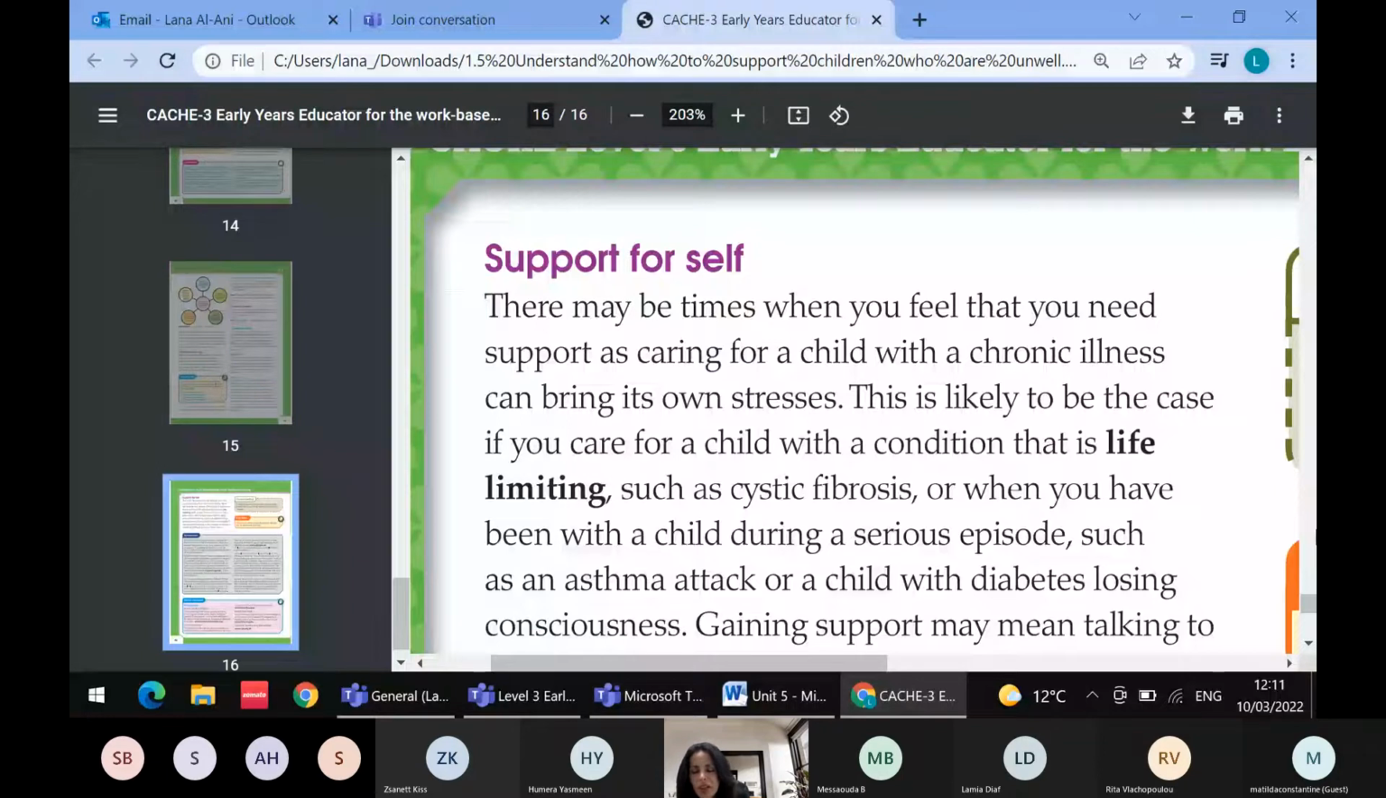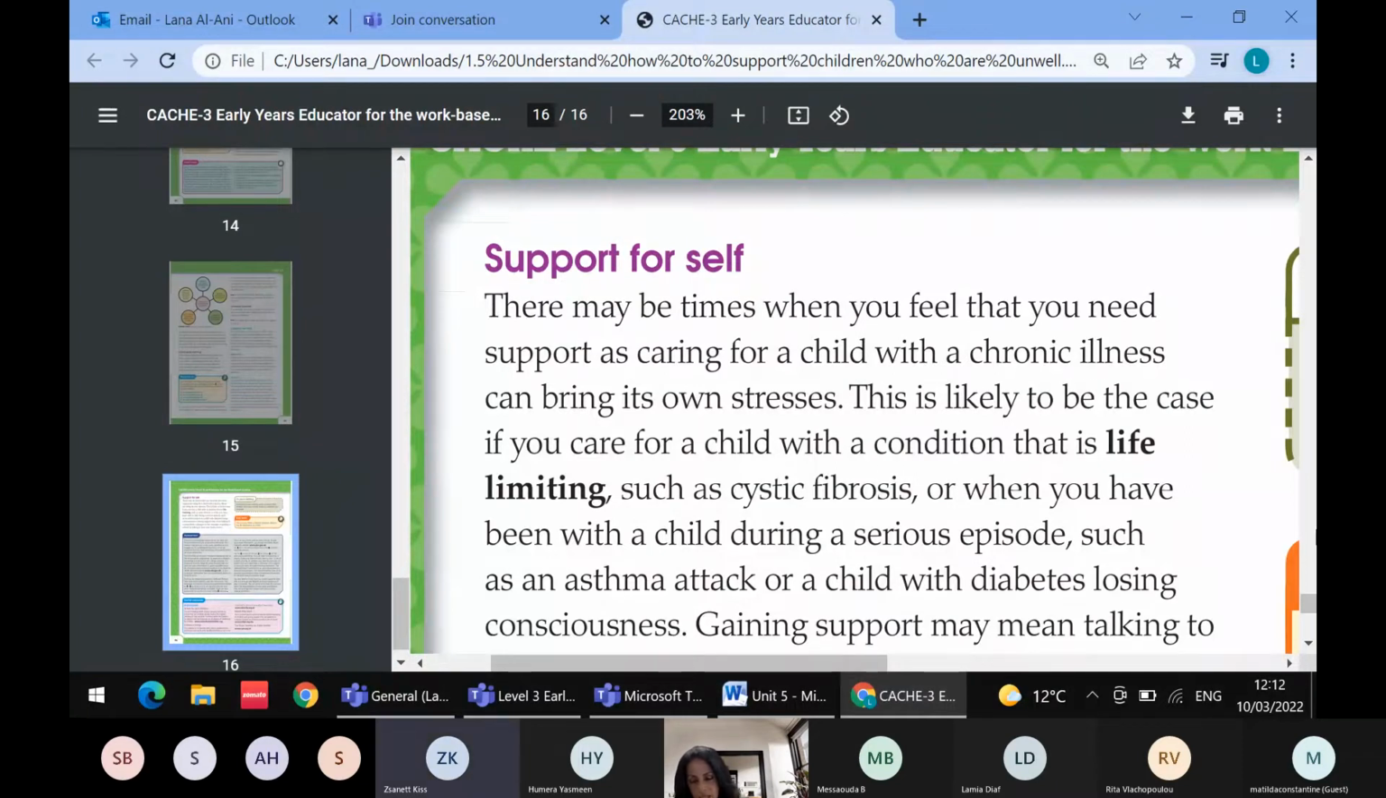We don't know all the chronic diseases. We don't know all the diseases in this world. Is it true? Yeah. So sometimes, even though you studied this course and go to work in the nursery, you need extra support. Even though they give you training about illnesses, you need extra support. You might be stressed because some of the children sometimes have different illnesses.